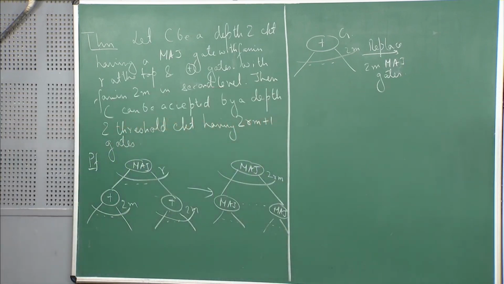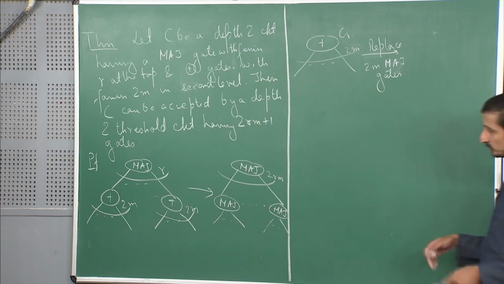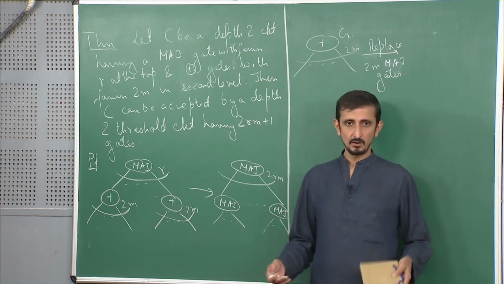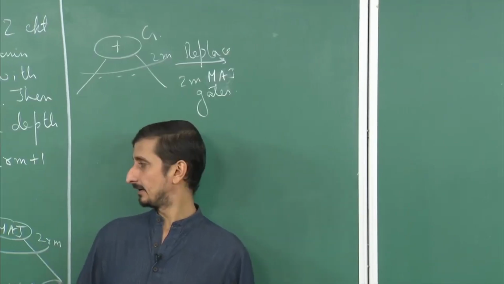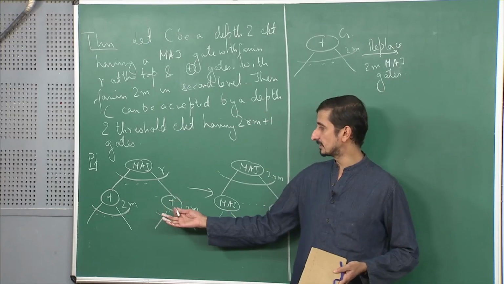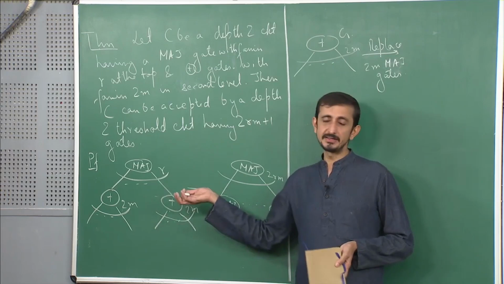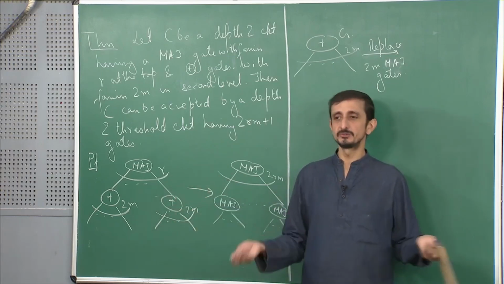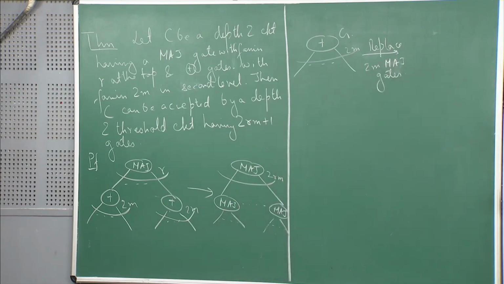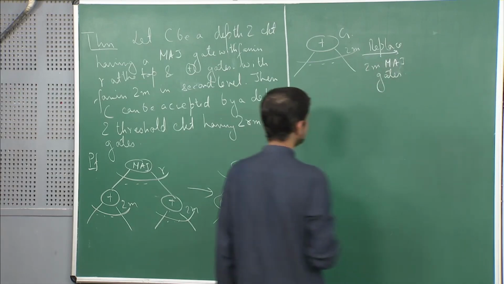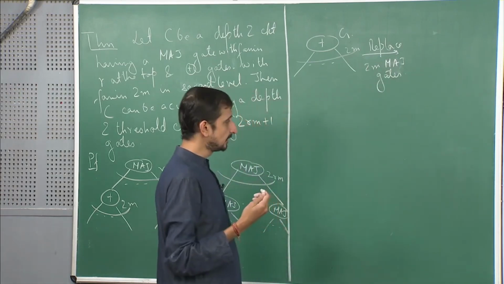So what would be the construction? So what do we want? We want to simulate parity. What does it mean to simulate parity? It means that if the number of inputs that are 1 is odd, then the parity gate should output 1, and if it is even, then it should output 0. So how do I simulate that using 2m majority gates? The idea is as follows.